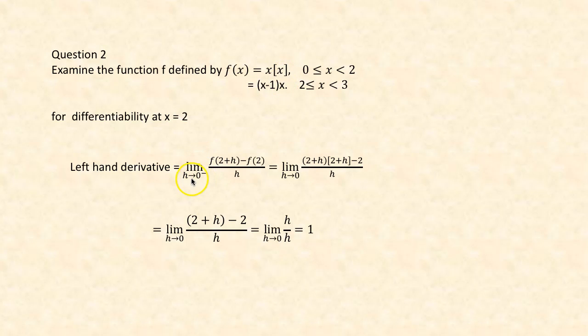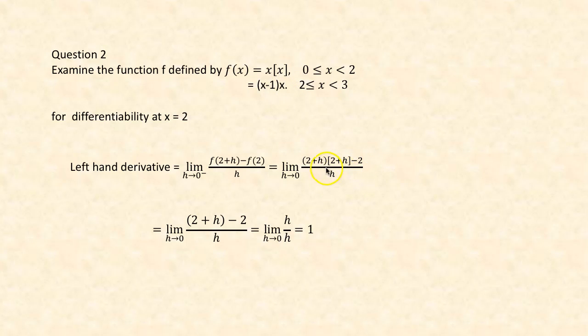Left hand derivative is limit as h tending to 0 to the left, f of 2 plus h minus f of 2 by h. Here h tends to 0 to the left, so h is negative, so 2 plus h will be less than 2. So f of 2 plus h will be 2 plus h times bracket 2 plus h, minus f of 2, which would be 2 minus 1, that is 1, into 2, which is 2, by h.